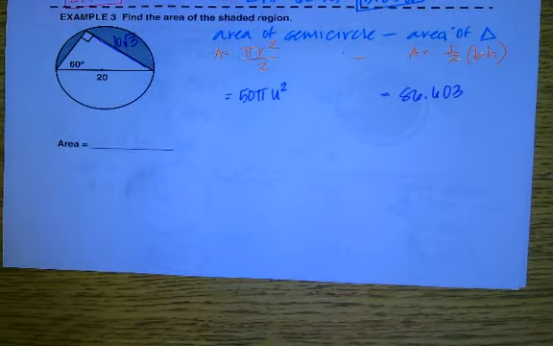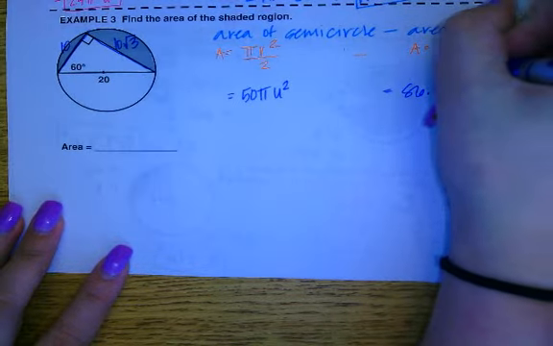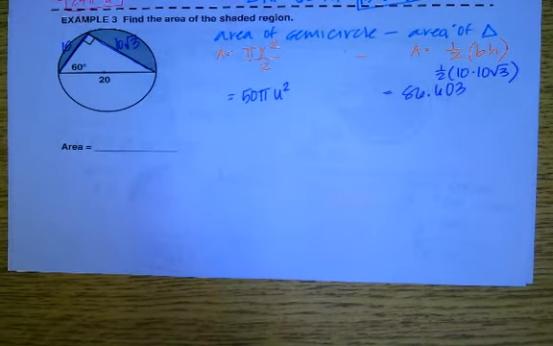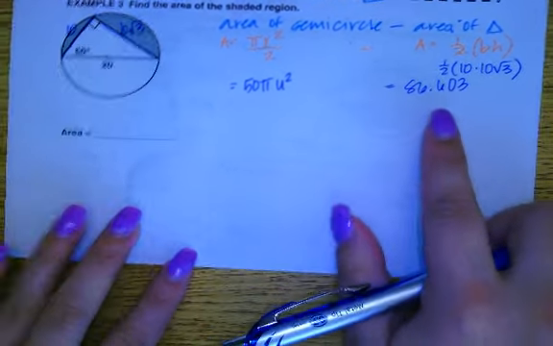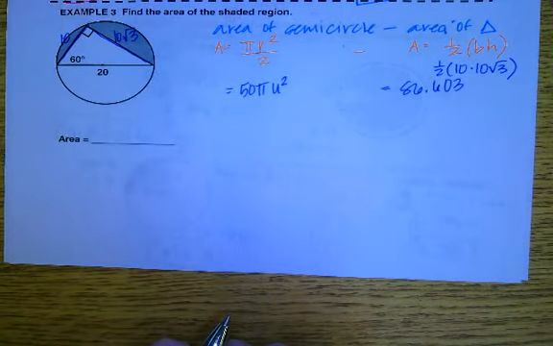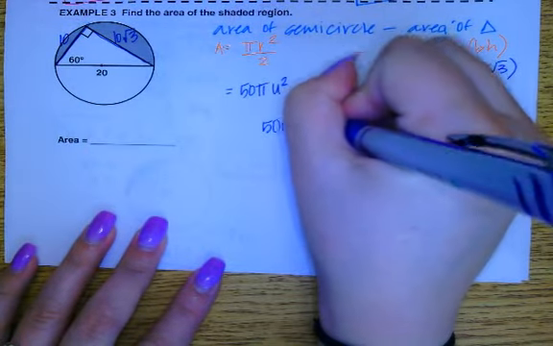No? So you have 10 radical 3. What would be the length of this? 10. So you have 1/2 times 10 times 10 radical 3, and you're just typing that into the calculator. That should give you 86.603. I just forgot to divide it by 2. Gotcha. Okay, and then the final step was 50 pi minus 86.603. And what do you get as the area of the shaded region?